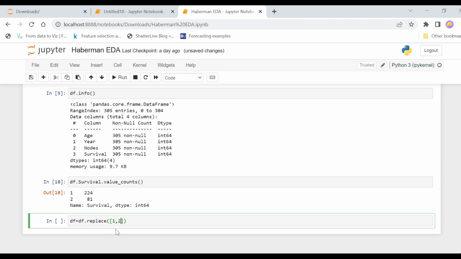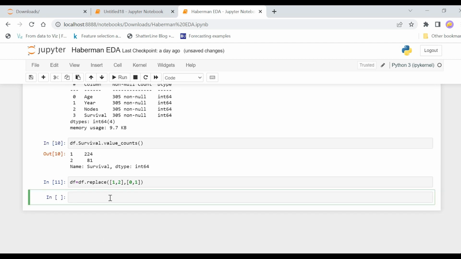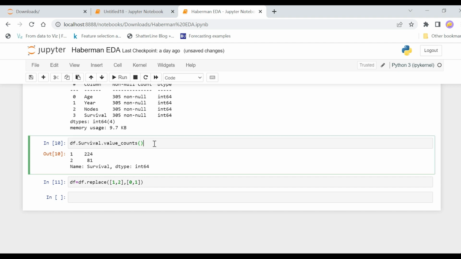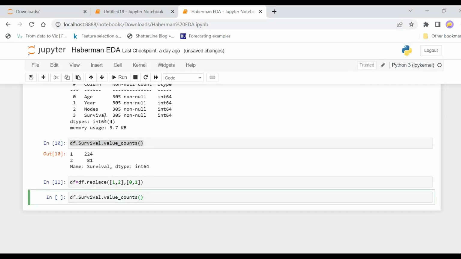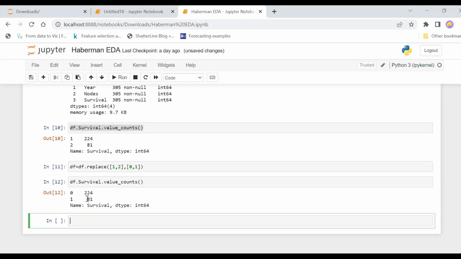For now, I just want to replace 1 2 with 0 1. And once I do that, I can copy the code from here. I can say 0 and 1. This is what I want.